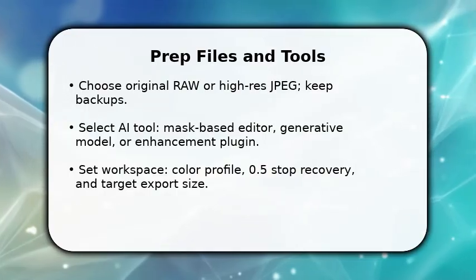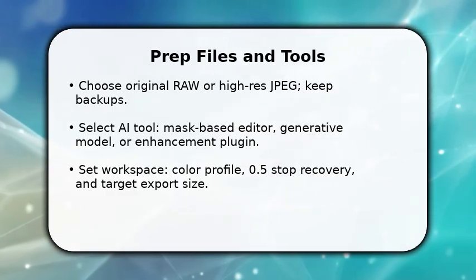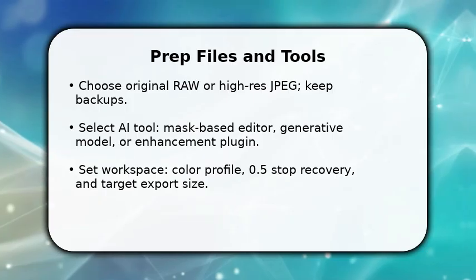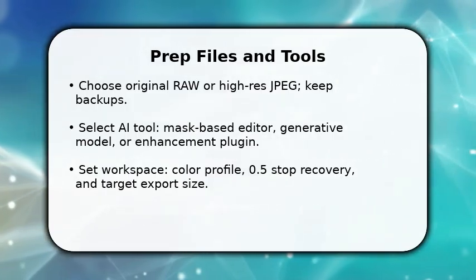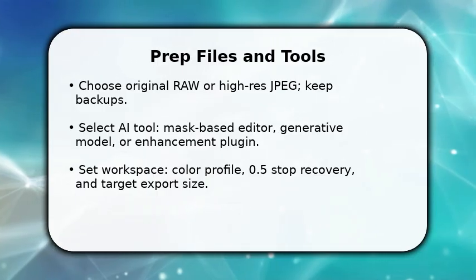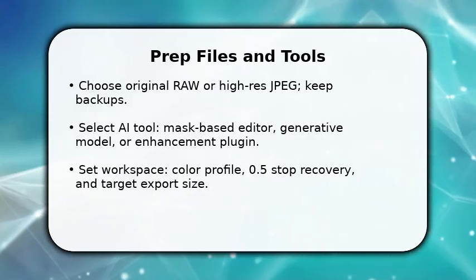You start by picking the best source file and protecting it. Duplicate the RAW or high-res JPEG so you never overwrite the original. Next, choose an AI tool that matches your goal: a mask-based editor for local fixes, a generative model for larger edits, or an enhancement plugin for noise and detail.